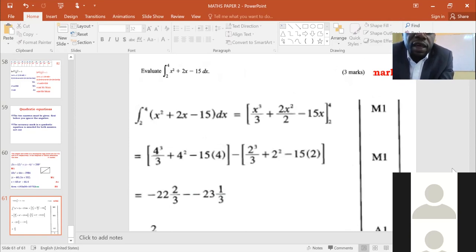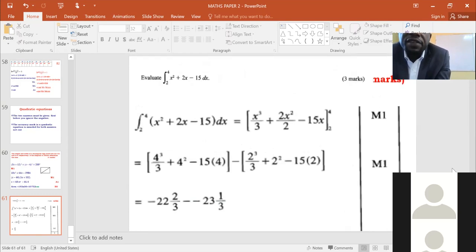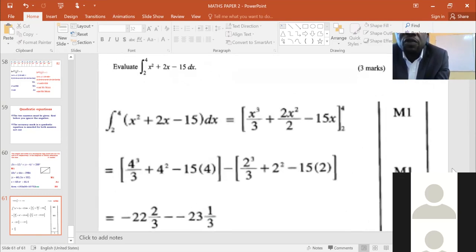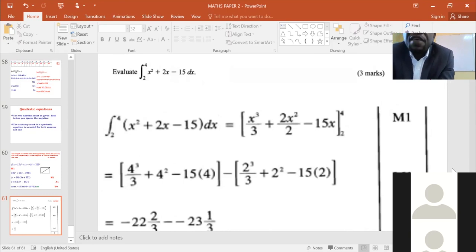Now, this question here, if you look at that first step where you integrated x squared plus 2x minus 15, that process alone is showing that you know how to integrate. You added 1 mark. But if I failed to write these 2, 4, the 2, 4 on the extreme right, if they are missing, I will be awarded M0.